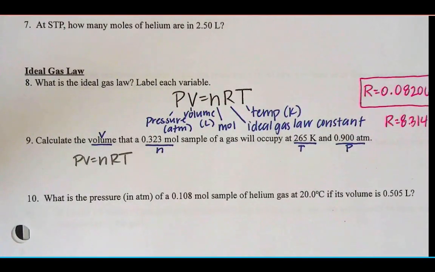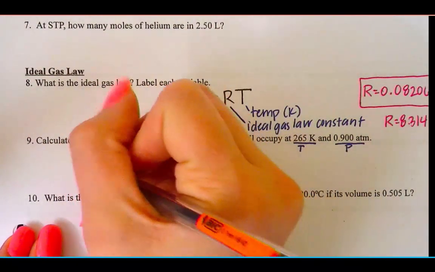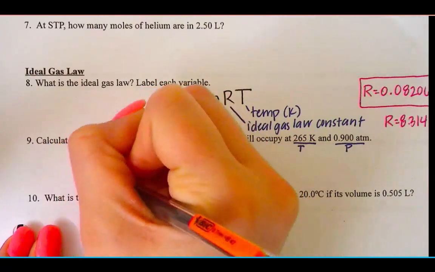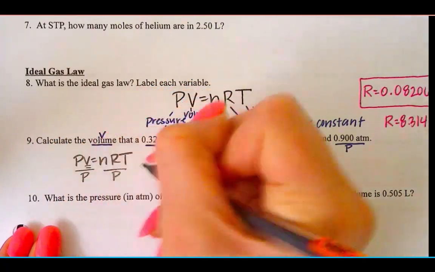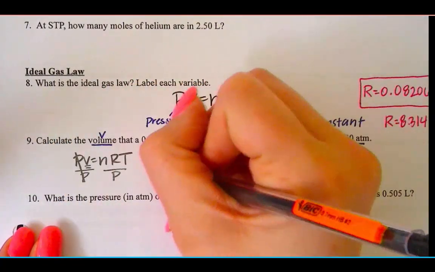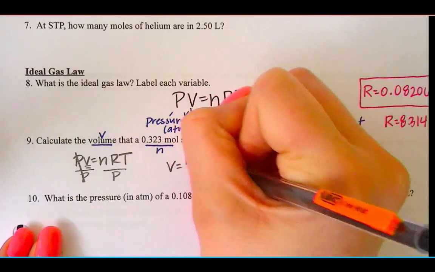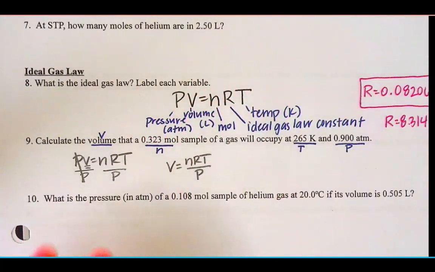Make sure you can manipulate equations. I want to get V by itself. I'll divide both sides by pressure. So volume equals nRT over P. Now I want you to plug all of your values in and solve for V. I'm going to plug the units in so you can see how they cancel. You don't have to, but look at what your unit for volume would be. So plug all of your numbers in.